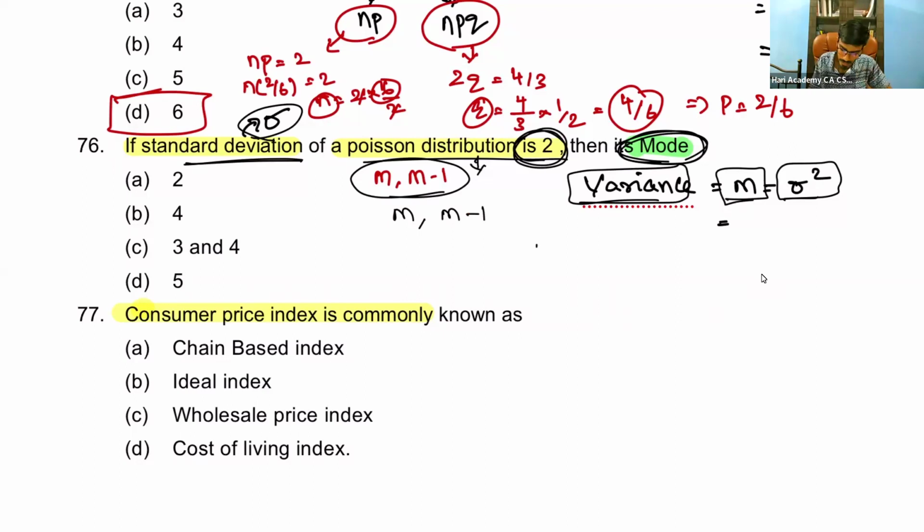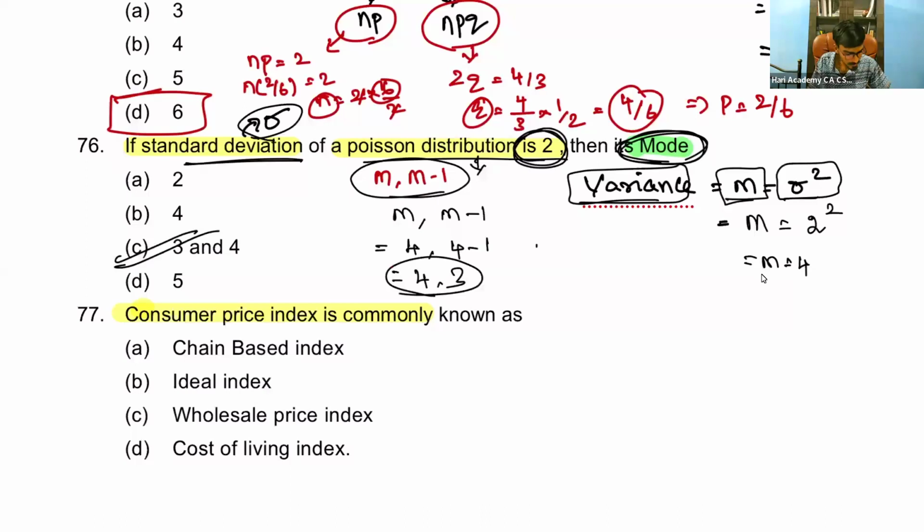So what I will do, the m value I need to find out. m is equal to sigma square, and the standard deviation is 2, so 2 square. So m is equal to 4, right? So write down 4 and 4 minus 1, so it is 4, 3. The answer is option C.